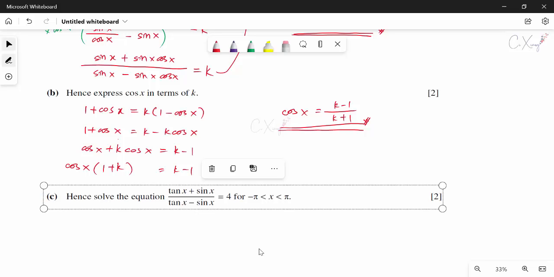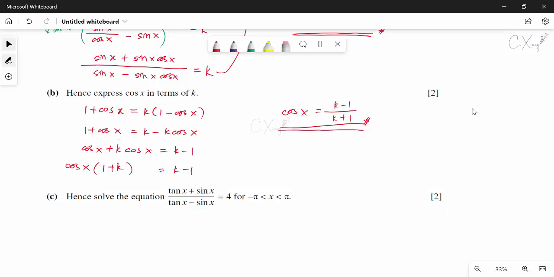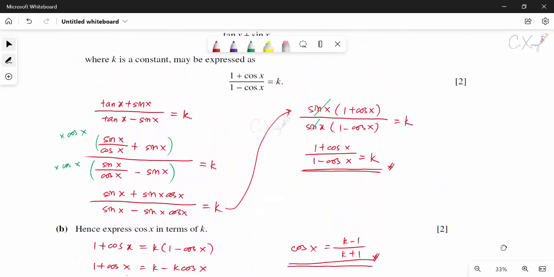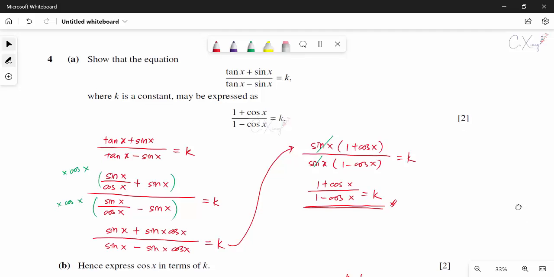Okay, so for part C, they actually want us to solve this equation where the x is from negative pi until positive pi. For this equation, generally if you try to compare it with the equation that you have in the first part, you can see that they are exactly the same, and the k is actually equal to 4 in this case.